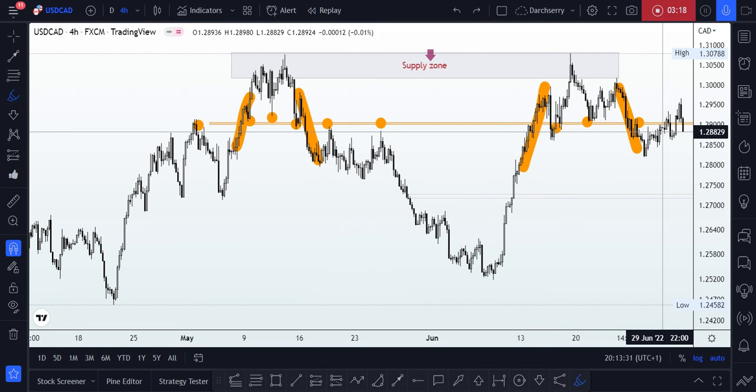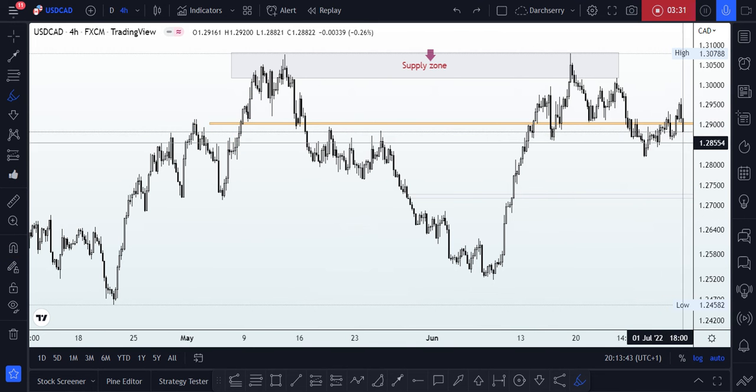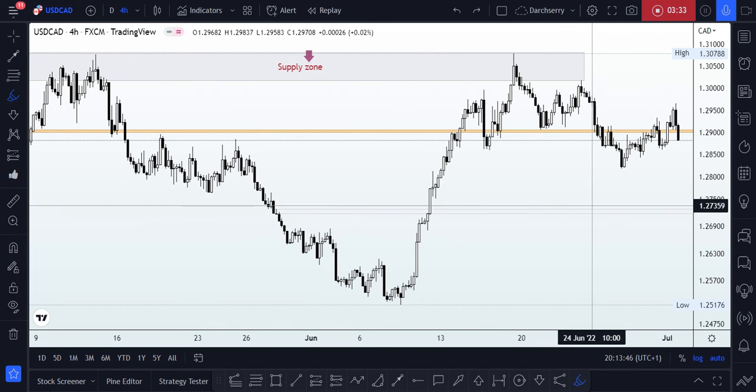So with the information we have here, we can see that this area has been a major determinant of price action, and at the same time has been an area where seller interest has been identified by the participants in the market. So one thing I want to be looking out for is this.